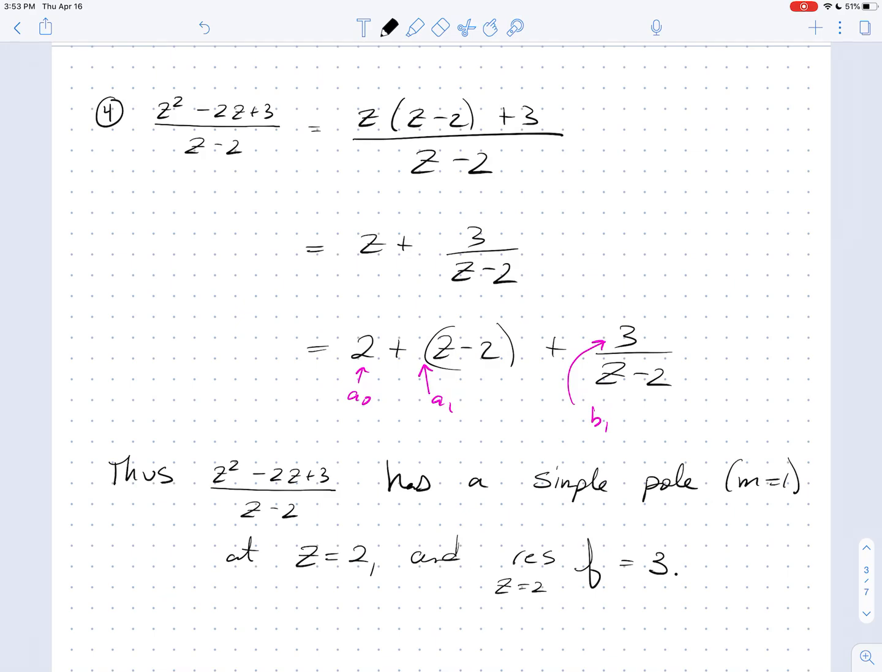So those are some examples of the different kinds of things that can happen. So I'll stop this video here. In the next video, we're going to look at a theorem that's going to allow us to compute the residue a little bit easier for poles. So we're going to zoom in on poles a little bit and get some theory there.